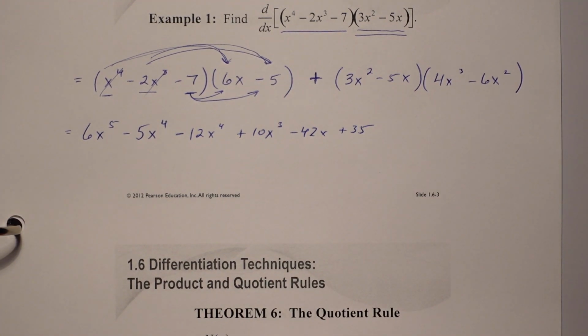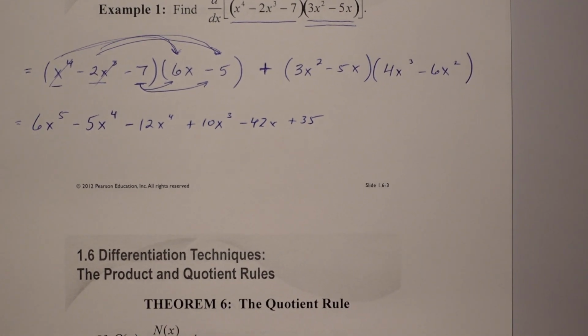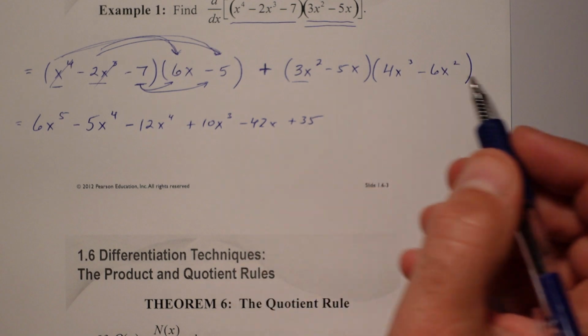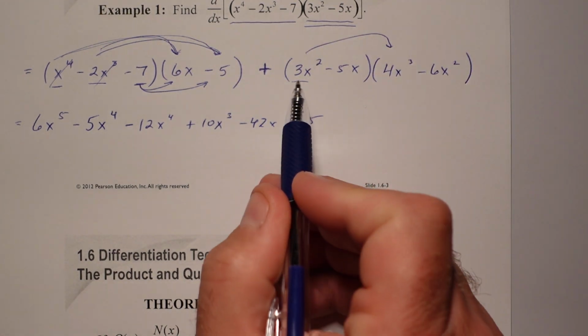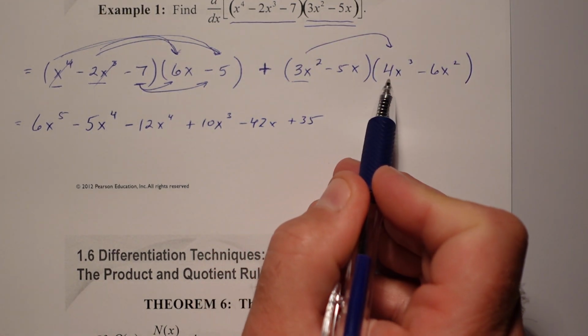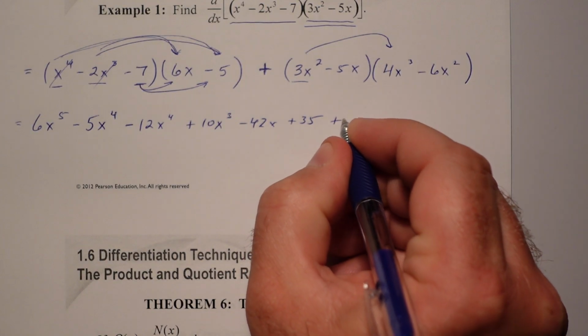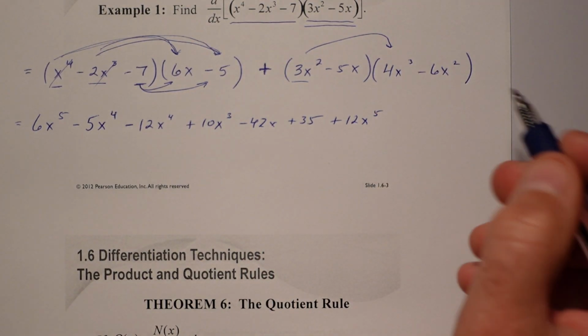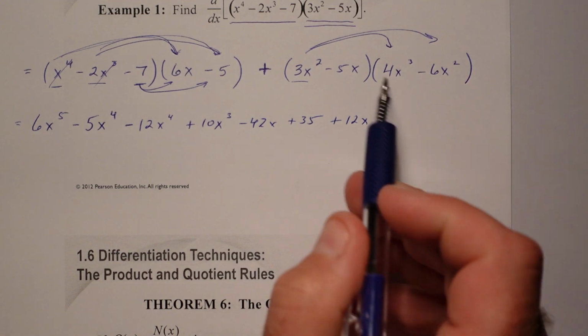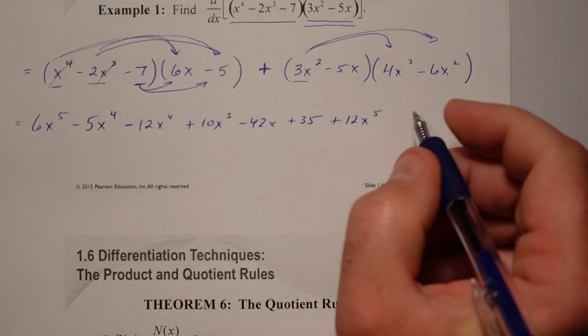Then towards the end, when I look at the second group, I'm going to start by distributing my 3x squared. So that's going to give us a total of 12x to the fifth. So I'm going to jot that down, 12x to the fifth. When I multiply to that last term, I'm going to have a negative 18x to the fourth.